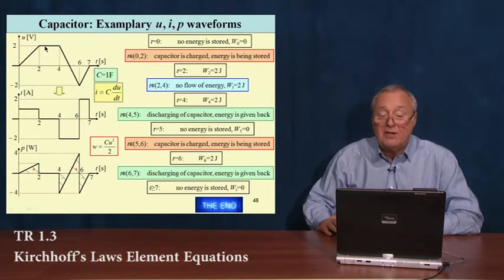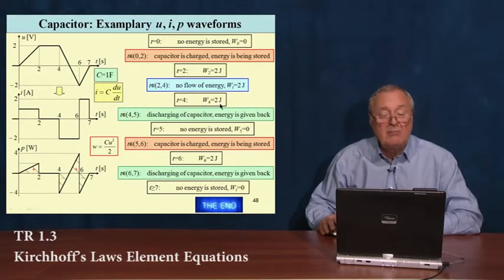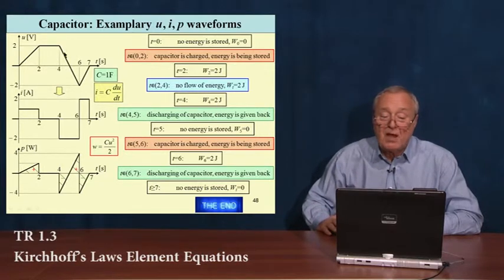There is no flow of energy between 2 and 4. We have the same instantaneous value of voltage, so that at t equals 4 we have the same 2 watt-seconds. Then we have a discharge phase from 4 to 5. It is discharging of the capacitor. At this moment, 5 seconds, no energy is stored, and then the capacitor is charged again.